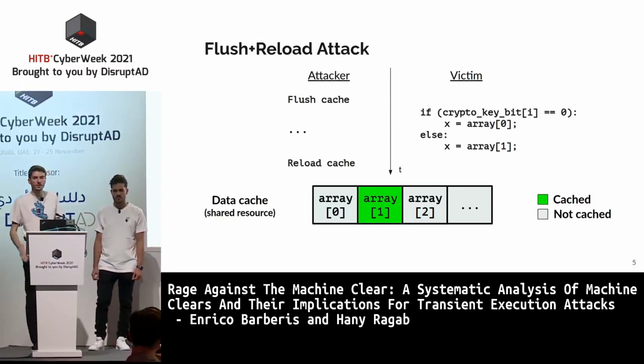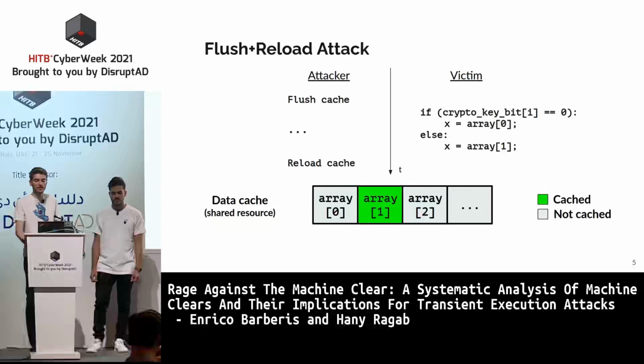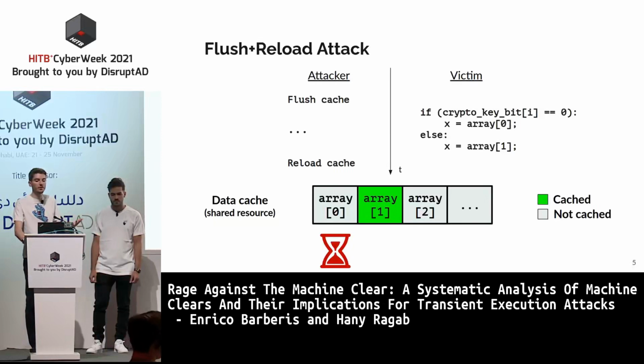Later, the attacker, by performing the reload step, will measure the access time for each entry of the array. The first one, which was never accessed, will be quite slow. The second one, instead, since it was loaded by the victim, will be much faster. And just by measuring this time difference between slow and fast, an attacker can observe what the victim executed, thus leaking the key.